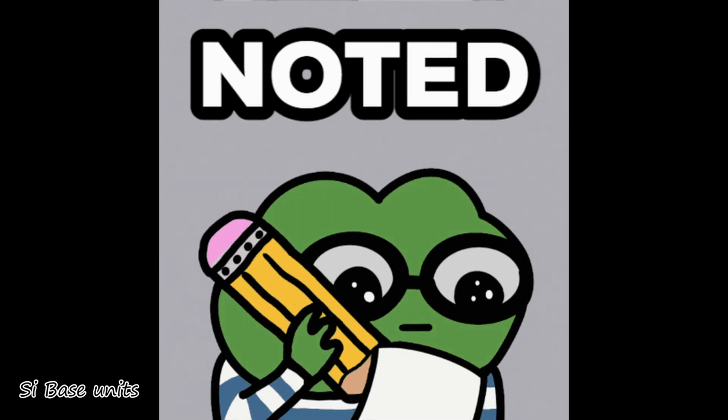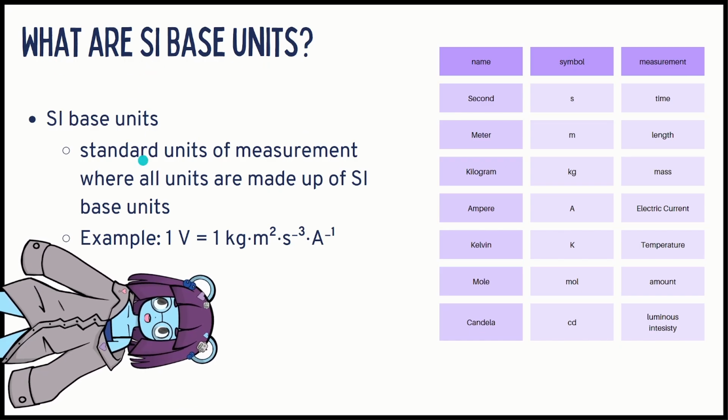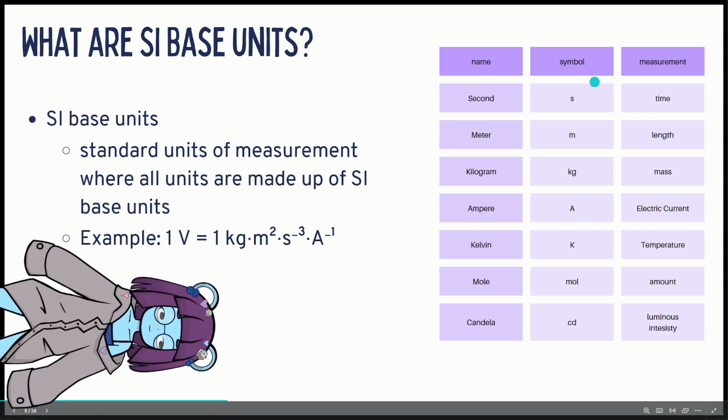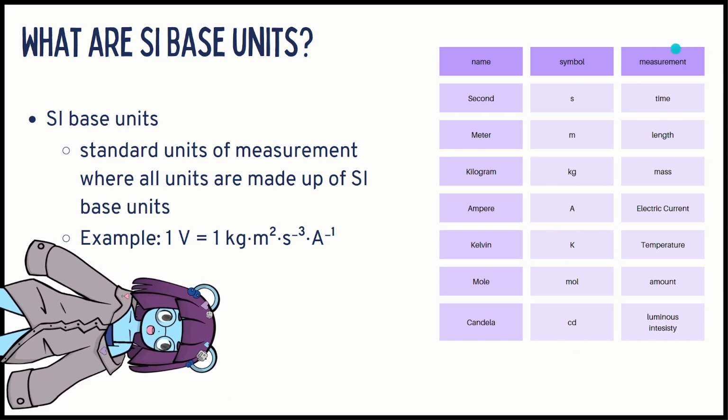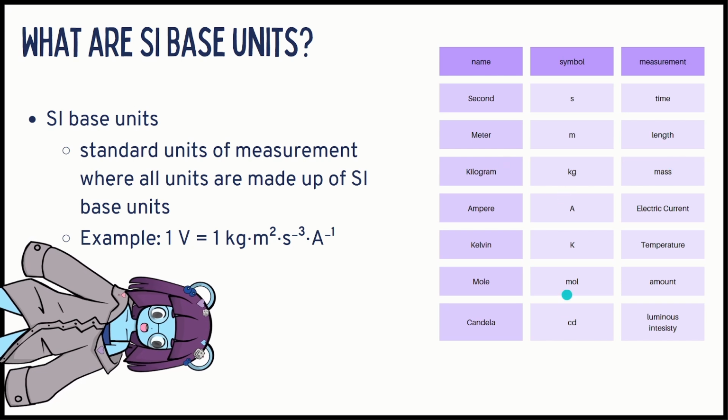SI base units. So what are SI base units? SI base units are the standard units of measurement that can be used to describe anything and everything. So here's a chart of all 7 of them. Here if we look at the measurement, we have time, which the SI base unit for it is seconds, and the symbol is s. Length would be meters, mass, kilograms, and so forth.